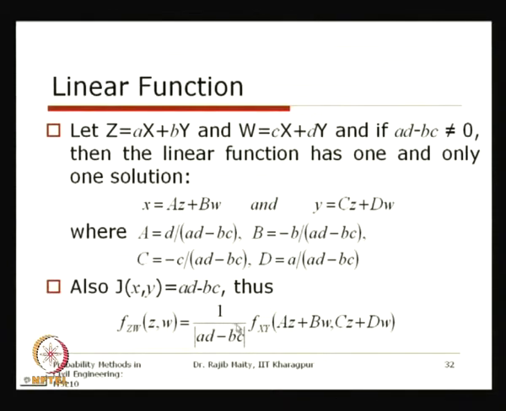Now you see, as this is in the denominator, if this is 0, then we will not get the solution, which will be infinity. So if this is not equal to 0, then we can get the solution, that is the joint density between Z and W.